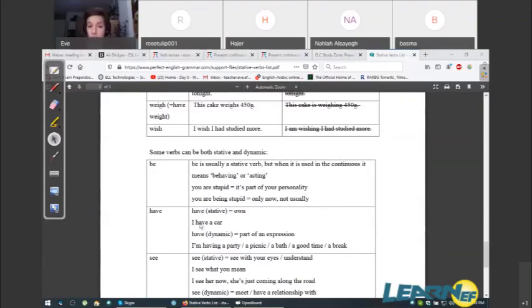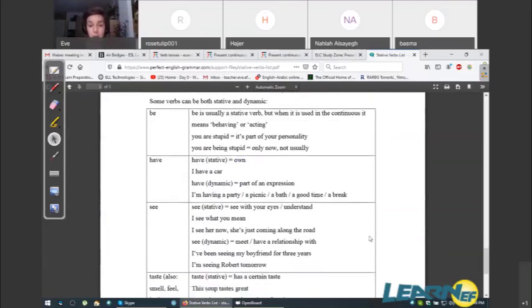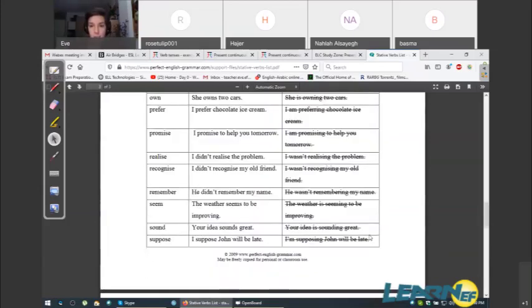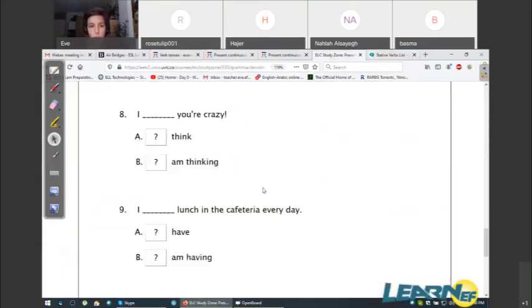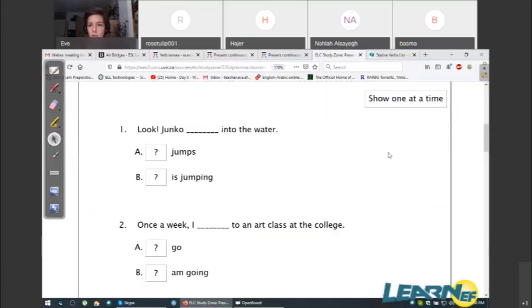Here's have. Have is stative as to own, but dynamic as part of an expression. I'm having a party, I'm having a picnic, I'm having a bath, I'm having a good time, I'm having a break. So you have it in the chat box, just open it and take a look at it. I would really like to try this quick exercise just to see really quickly how you think.